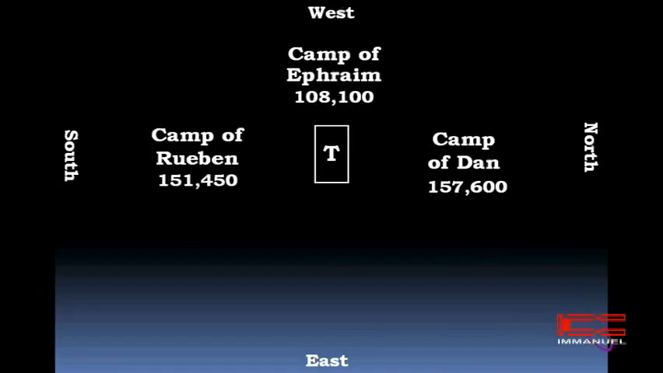On the south side, there's the camp of Reuben. 151,450 people were camping on the south side of the tabernacle. On the east side, we had the camp of Judah. 186,400 people were camping on the east side of the tabernacle.